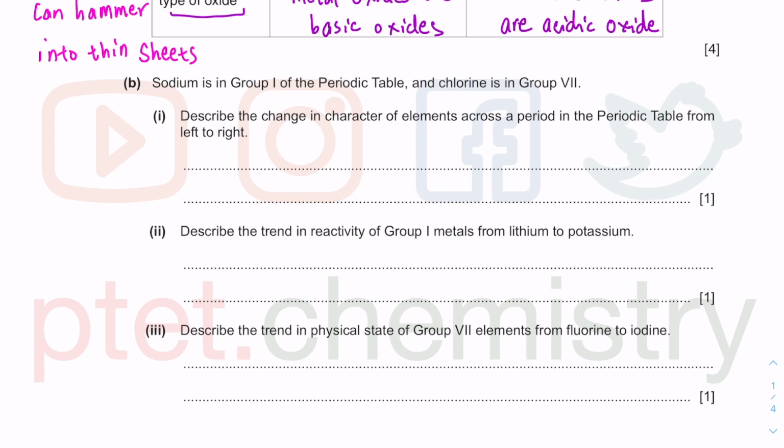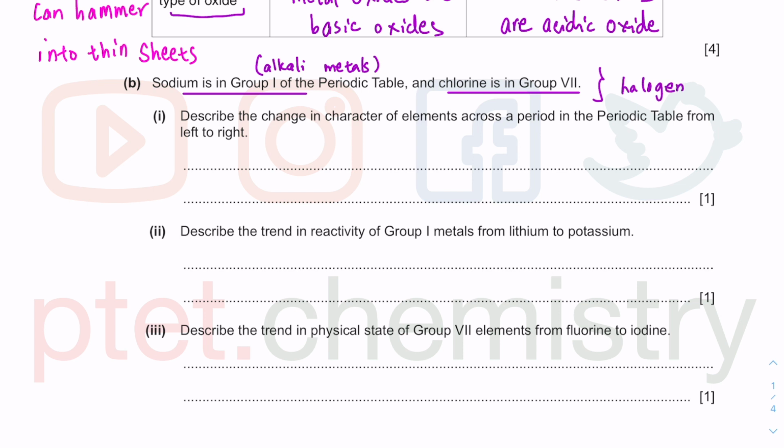Now part B. Sodium is in group 1. As we know, group 1 has a special name. It's called the alkali metals. Whereas chlorine is in group 7. That is what you call the halogens.